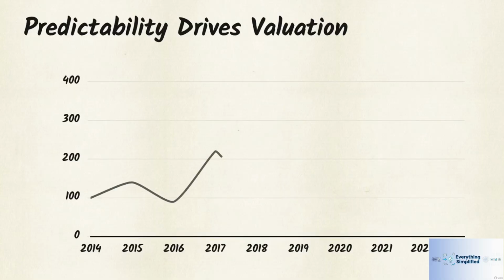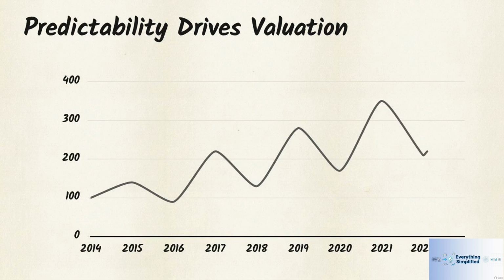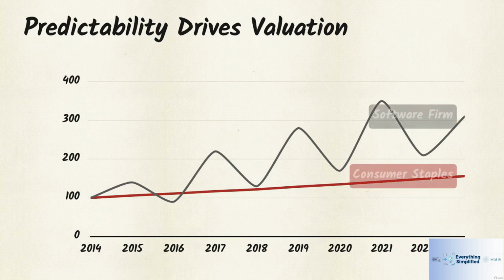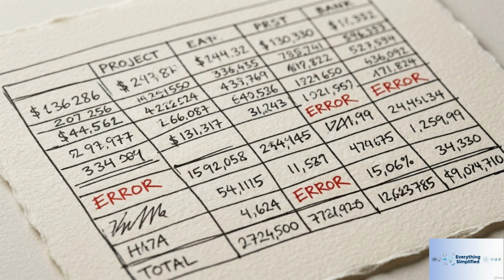Notice the wild, jagged swings of a trendy software firm compared to the slow, boring growth of consumer staples. People buy carbonated drinks today the exact same way they did decades ago. If the business model itself isn't predictable, any mathematical valuation you apply to it will give you a worthless result.